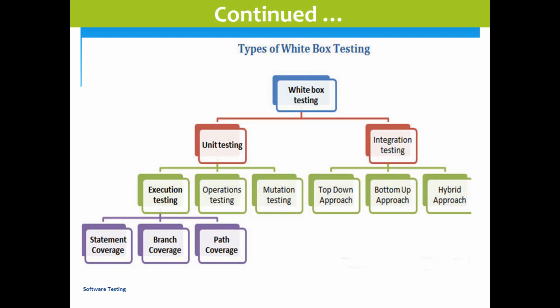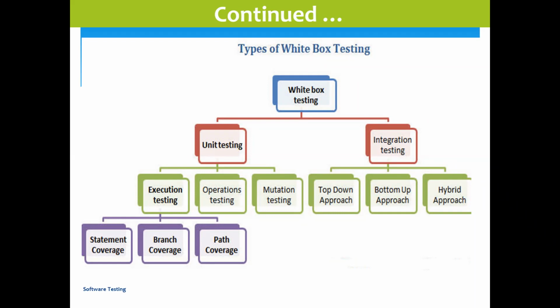Under unit testing, developers are doing execution testing. While executing the program, they check how it is operating, and they also do mutation. So what is mutation? Some part they will delete from the code, some part they will add, to see how it behaves. All these three types of testing come under unit testing, which is done by the developer. And integration testing is also done by a developer.